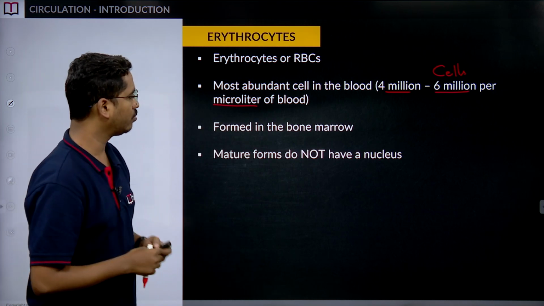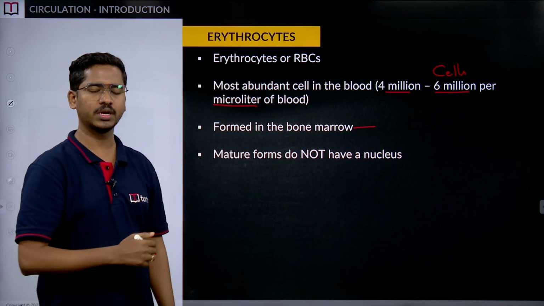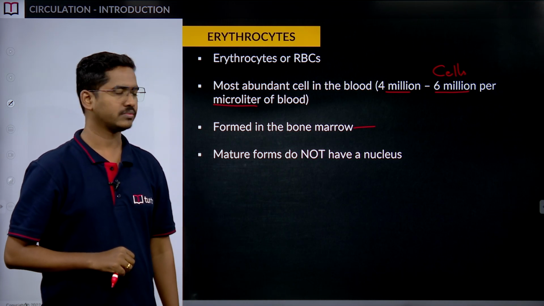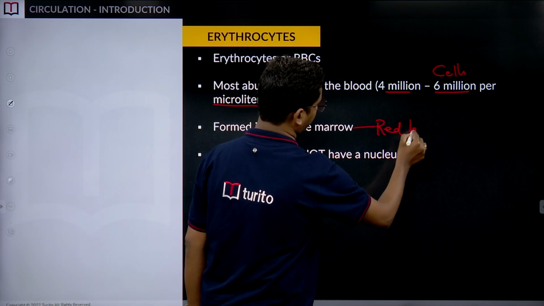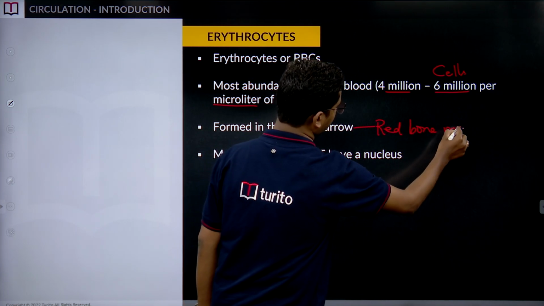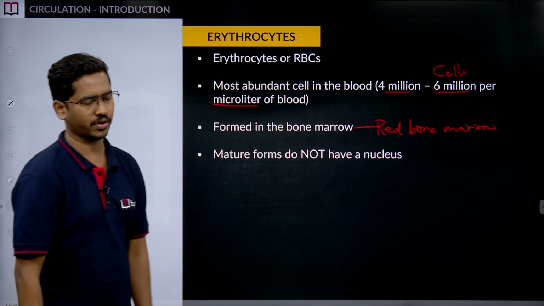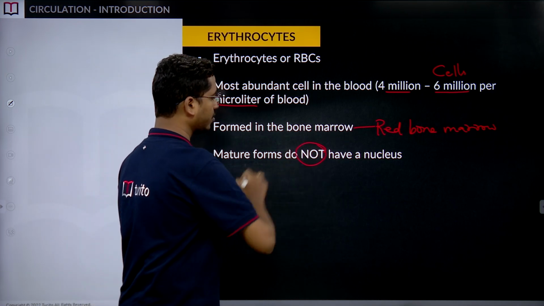It is formed in the bone marrow. So, which bone marrow? Can you specify here which bone marrow we get to see the formation of RBCs? Correct. So, it is red bone marrow, where RBCs and various other blood cells are formed. The matured forms certainly do not have a nucleus.